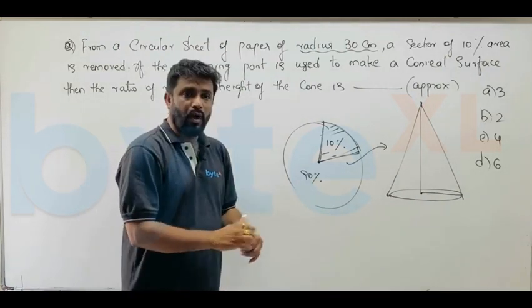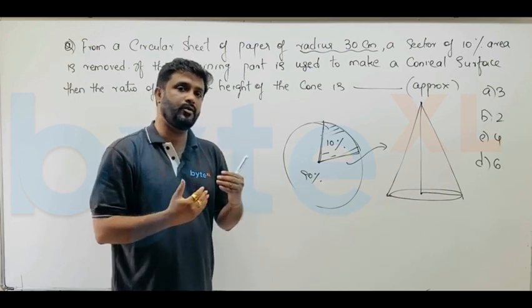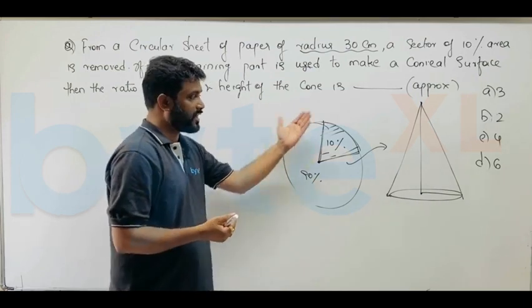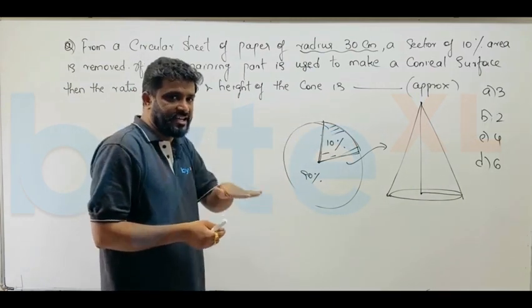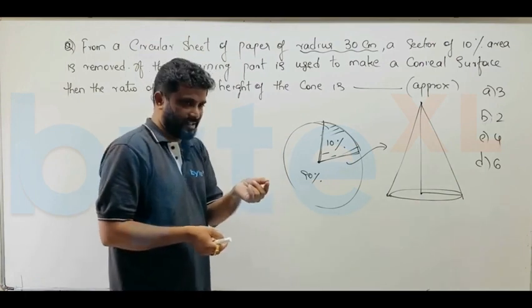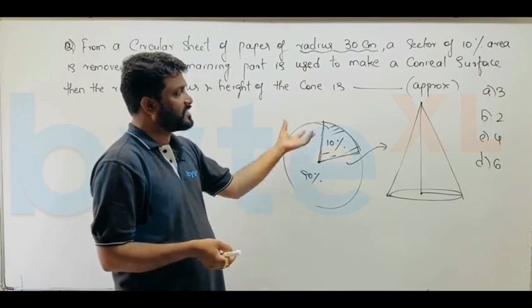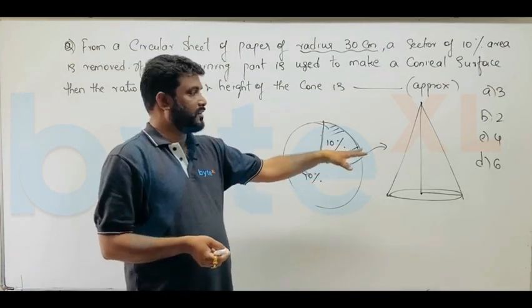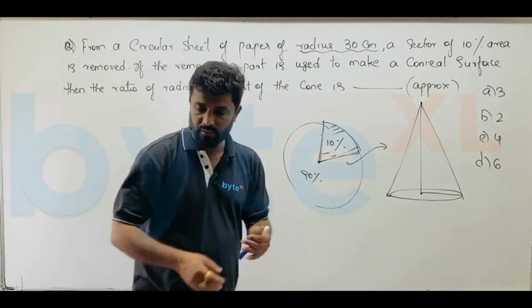This kind of question is based on transformational geometry. That means you are converting a 2-dimensional figure into a 3-dimensional figure. The circular sheet is a 2-dimensional figure, right? Of course, you can also say it is a 3-dimensional figure with a very minute height. But here a sheet is converted into a circular conical surface. I'll show you an example.